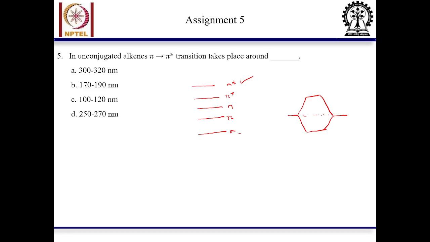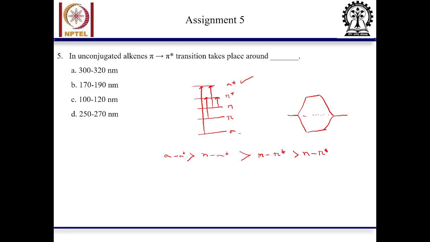Now, what are the favorable transitions we have? One is sigma to sigma star, and the other is pi to pi star. Then we have n to sigma star and n to pi star. Now we have to see which one will be the highest energy. Sigma to sigma star will be the highest energy, as you can see from the gap. Next will be n to sigma star, then pi to pi star, and then n to pi star. So these are the four transitions.